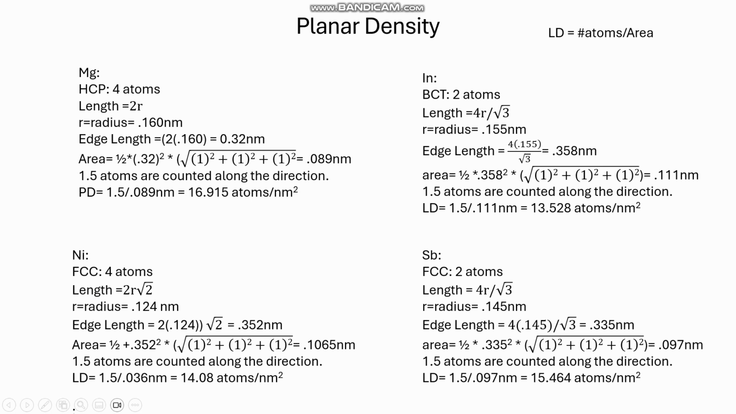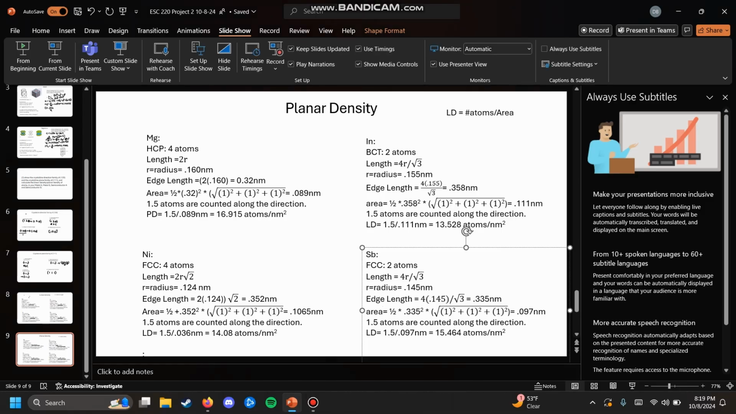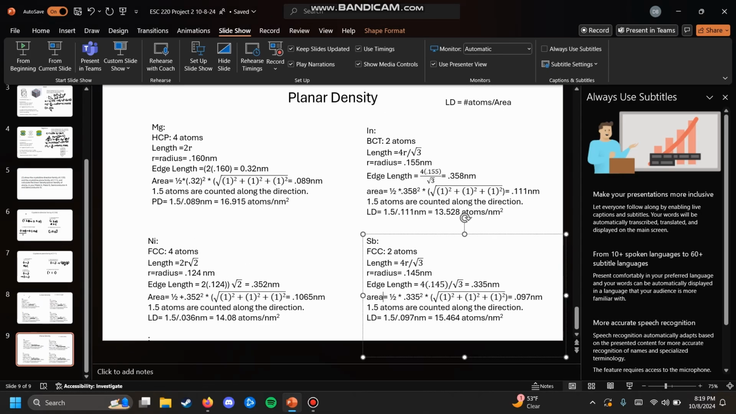Now you got the same thing, but for area, it's 1/2 times the edge length squared times the magnitude of the plane, which is the square root of 1 squared plus 1 squared plus 1 squared, times square root of 3. And then you count how many atoms you have in that plane. We found 1.5 for all of them. As you can see, you can pause the video. I found the planar density for all of them. That's all, folks.